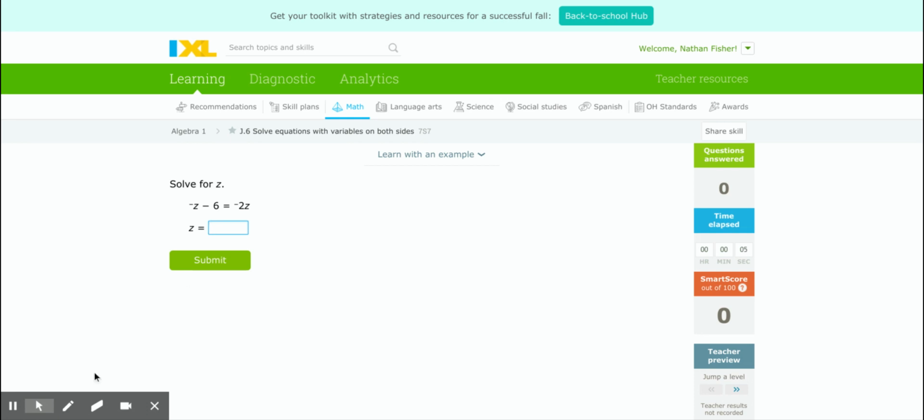That would be helpful. Okay, going on to J6, the difference here is that there's going to be variables on both sides of an equation. So I have negative z minus 6 equals negative 2 times z. So z is on both sides here.